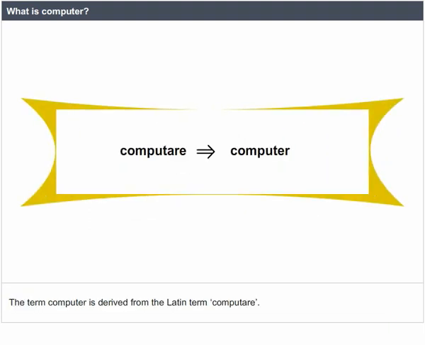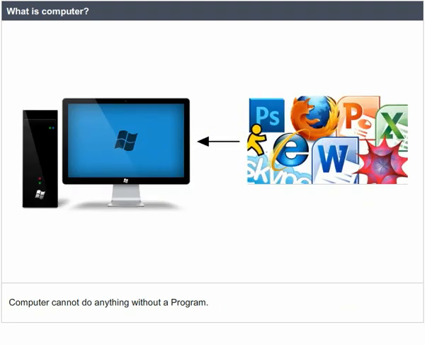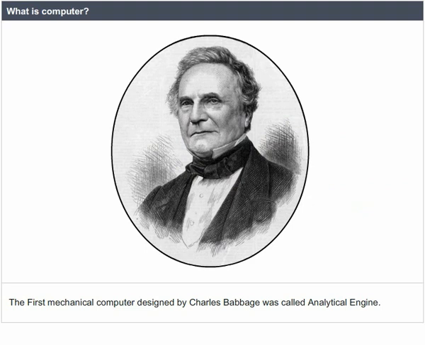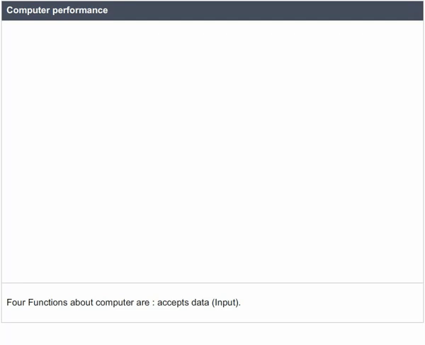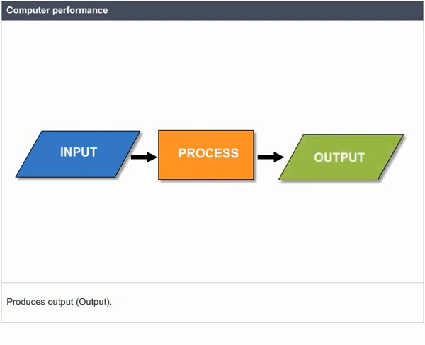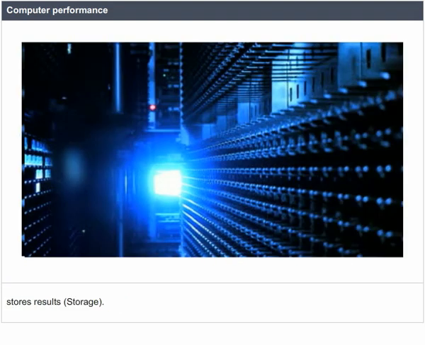The term computer is derived from the Latin term computere. This means to calculate or programmable machine. Computer cannot do anything without a program. The first mechanical computer designed by Charles Babbage was called analytical engine. Computer performance. Four functions of a computer are: accepts data, input, processes data, processing, produces output, output, and stores results.